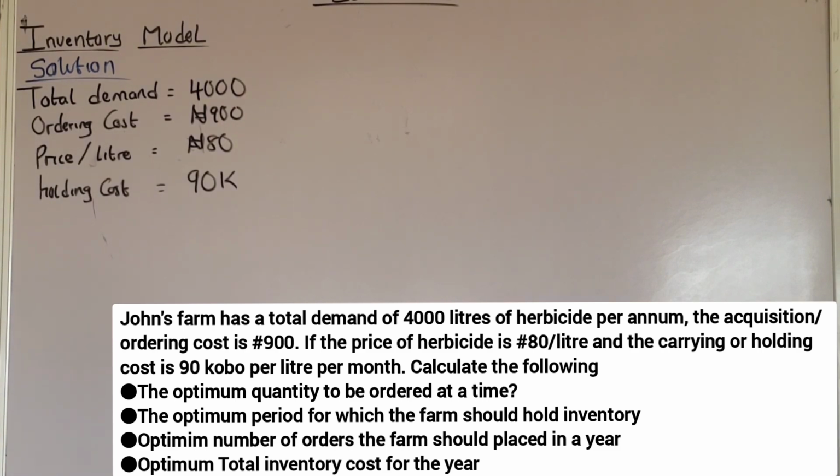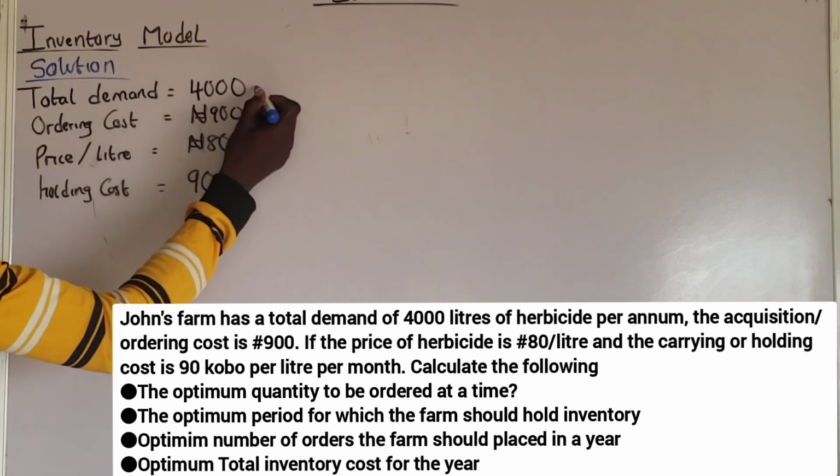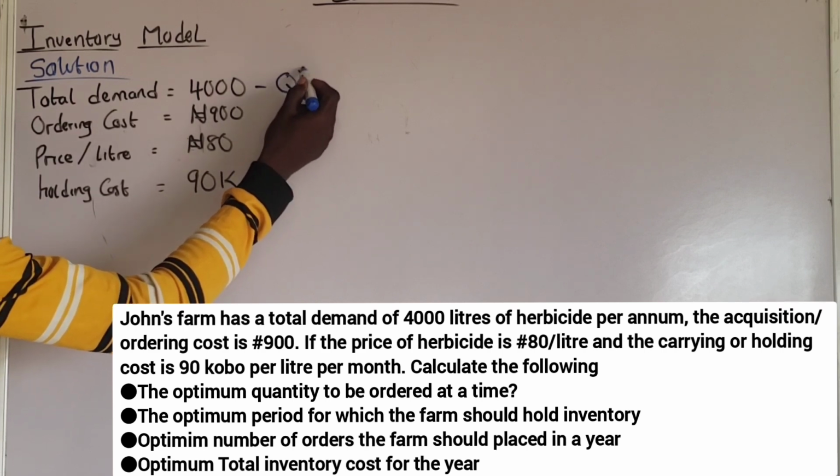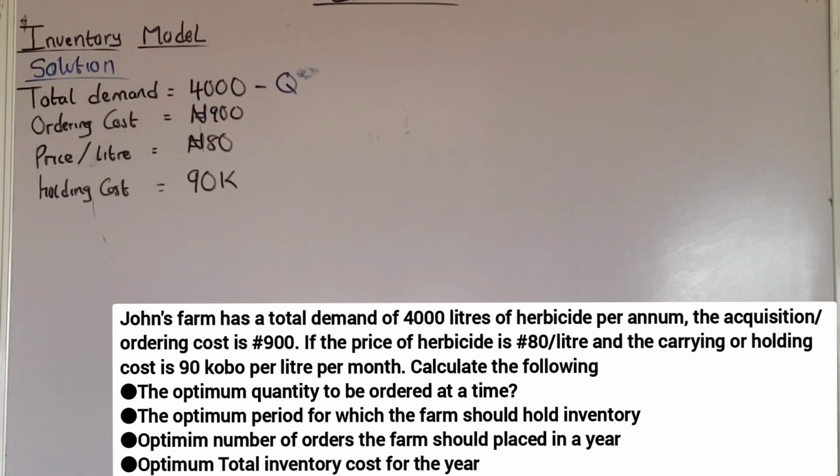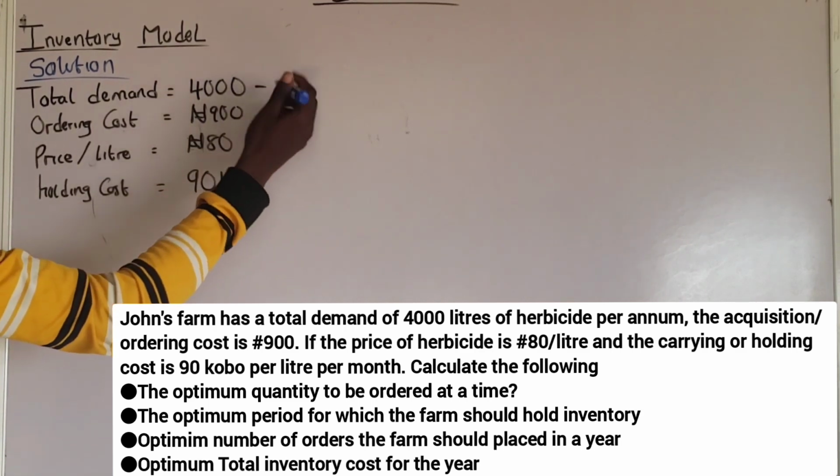Now we are asked to calculate the optimum quantity to be ordered at the time. So please, I want you to pay attention. I'm going to represent these parameters that are given by some letters. You understand? I'm going to call the total demand Q. Let's call it D.